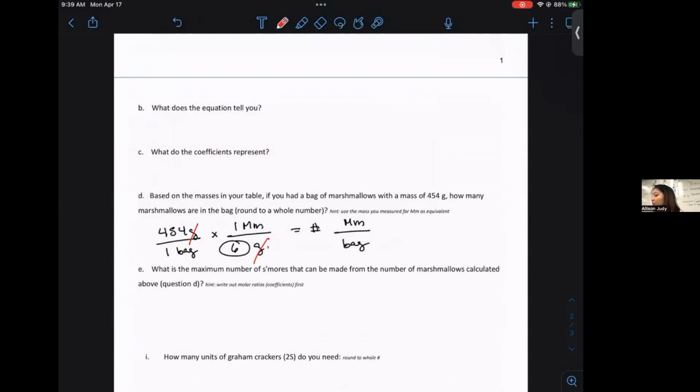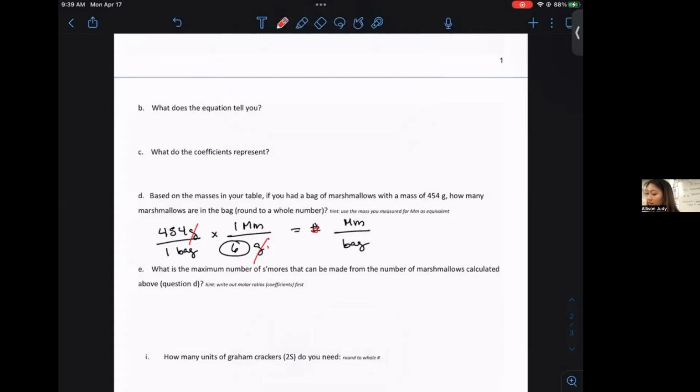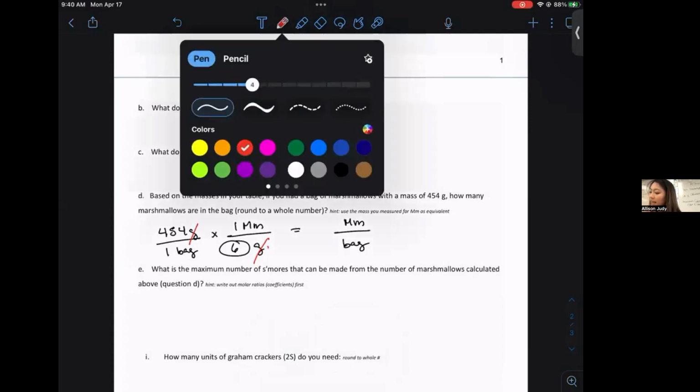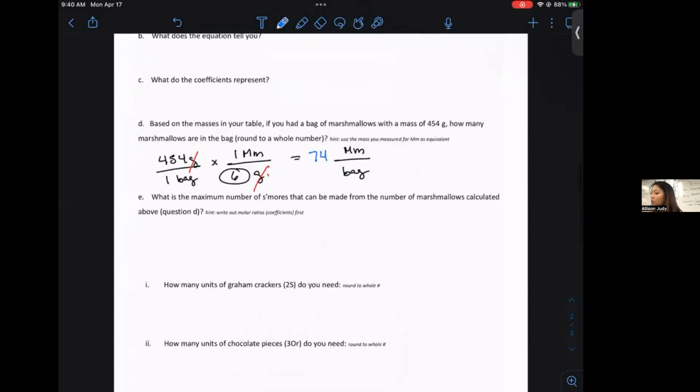Okay, so 454 divided by 6, good Lord, somebody have a calculator. 454 divided by 6 is what? 74? Sure, we'll roll with that. 74. So then what I get is I have 74 marshmallows per bag. Then I get asked, okay, what's the maximum amount of s'mores I can get from this? So it's 74 marshmallows. And I know that for every 1 s'more, I need 1 marshmallow. So I say to myself, oh, I make 74 s'mores. This is what I'm asking you to do.